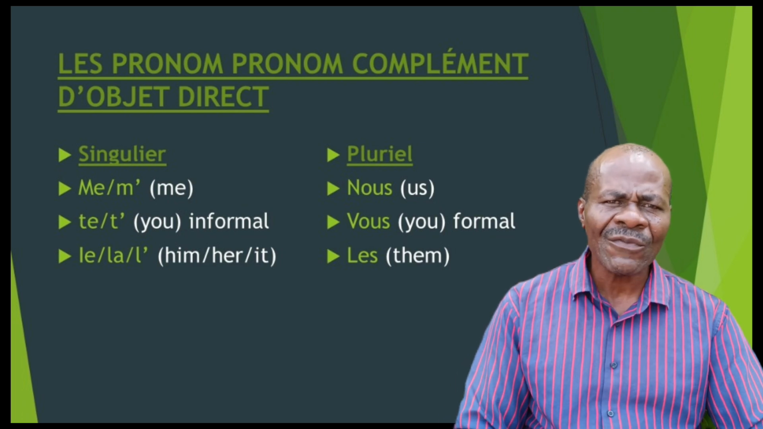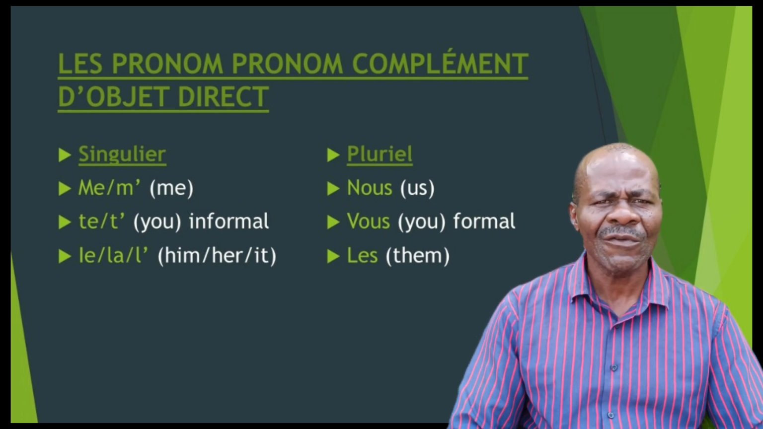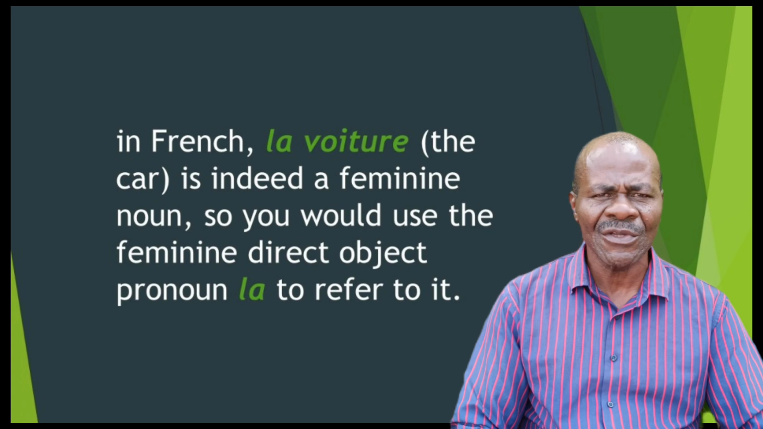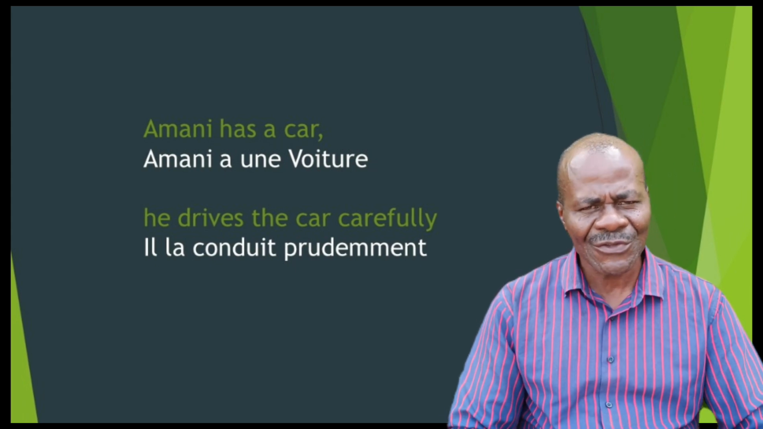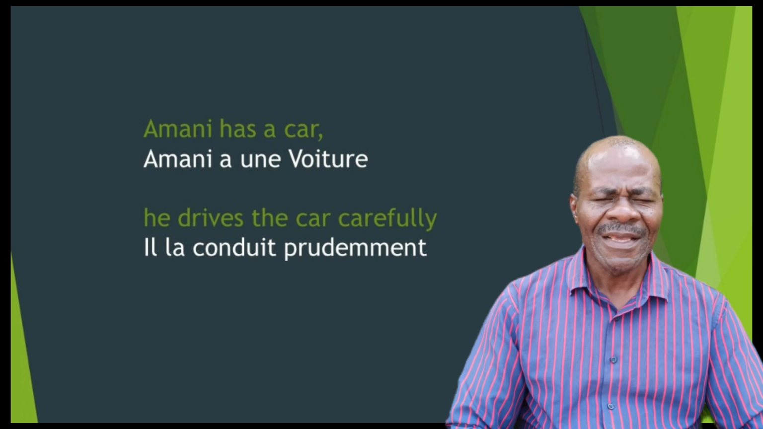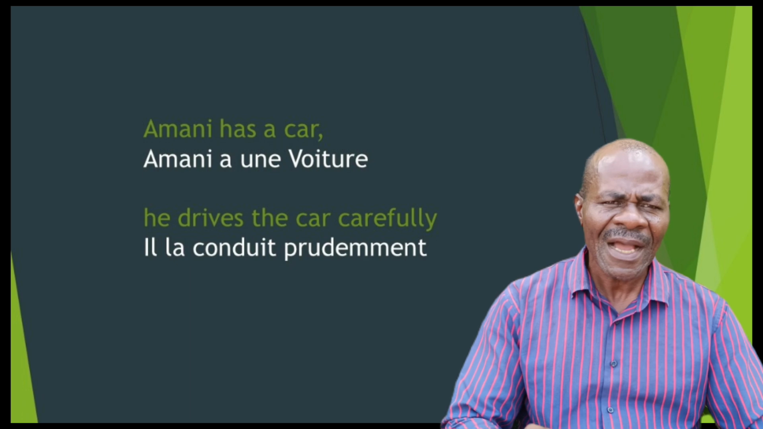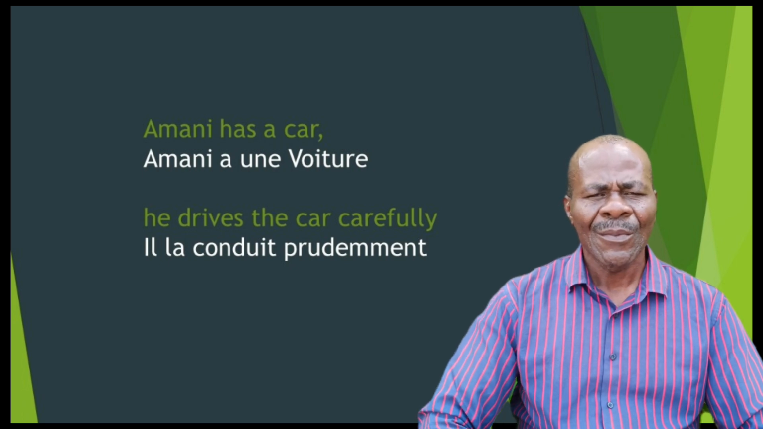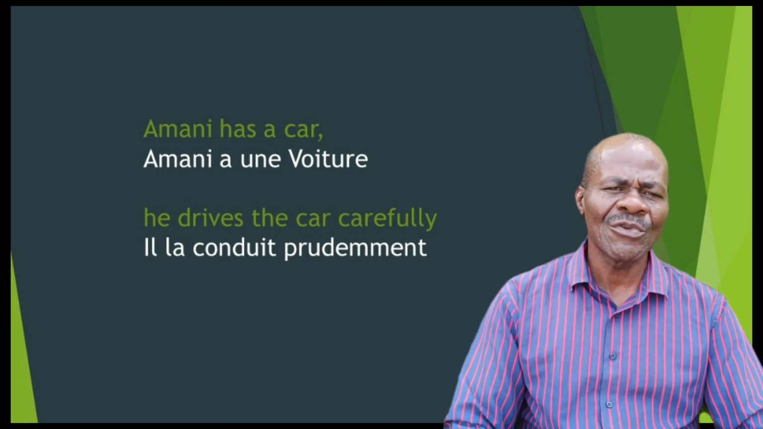Depending on the gender of the noun you are going to use the pronoun complement for. Our voiture in French is feminine. So we'll have something like this: Amani a une voiture. Amani has a car. He drives it carefully. Our "it" will be la. Amani a une voiture. Il la conduit prudemment.